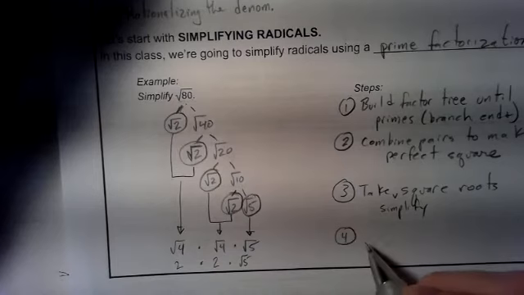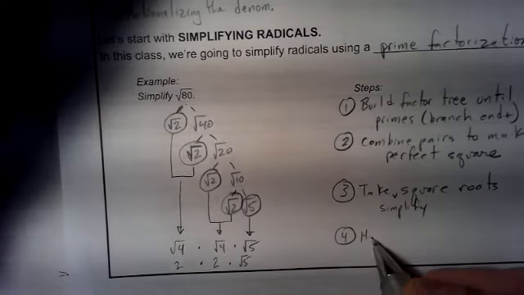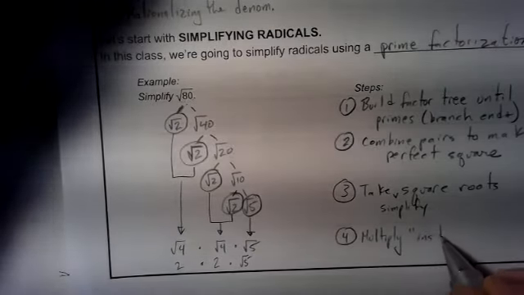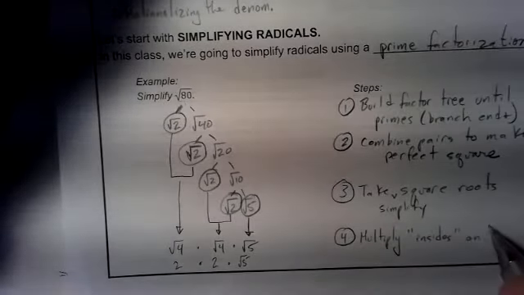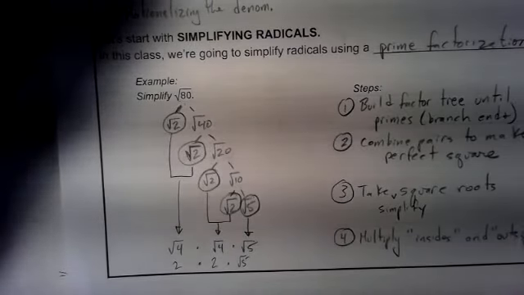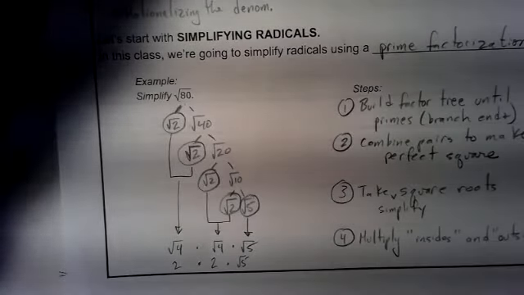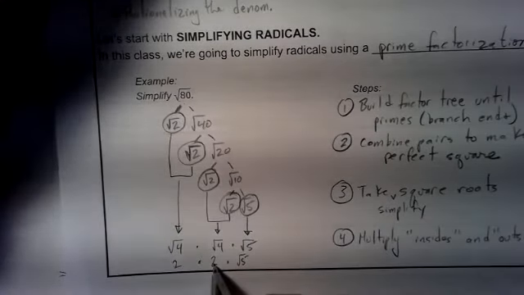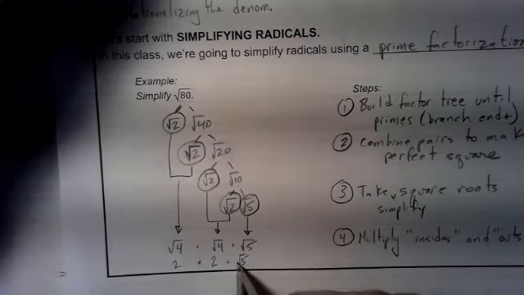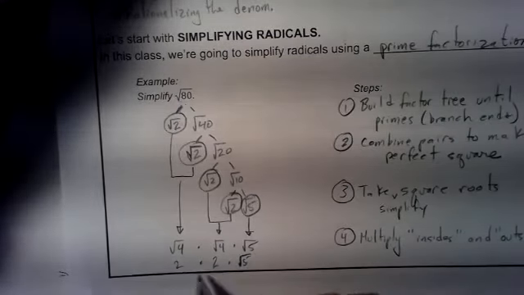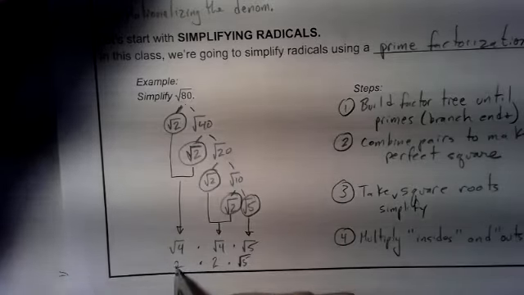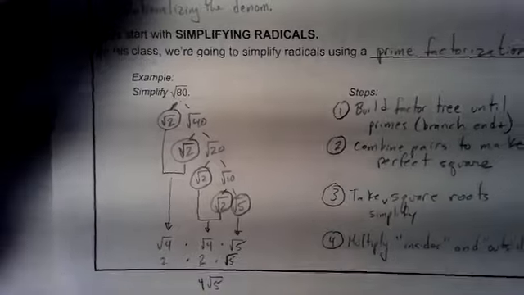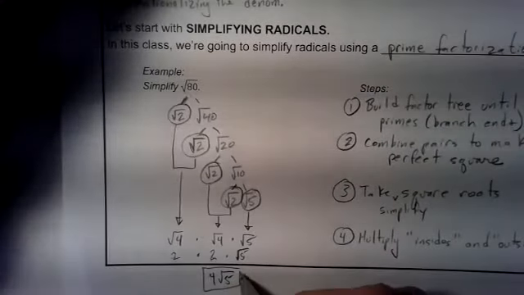And then fourth, last step, is to multiply the insides and the outsides. And what I mean by insides and outsides is these 2's are outside of the square root symbol, and this 5 is inside the square root symbol. So this is an inside, and these are outsides. So I can only multiply outsides, and I can multiply insides. So 2 times 2 is 4, square root of 5. And that's my final answer, right there.